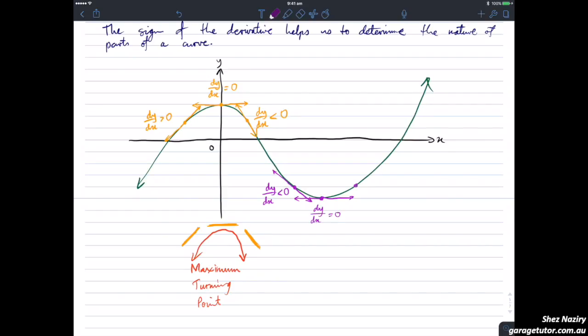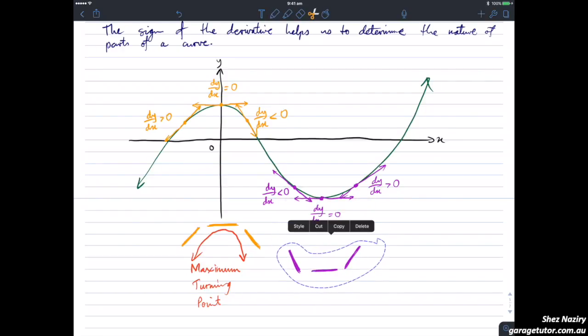What about here? What's the gradient here? That's positive. So that's dy/dx is greater than 0. So look at that. Less than 0. Yeah, maximum turning point. Less than 0, 0, and then greater than 0. Let me just move this down because I need more room.